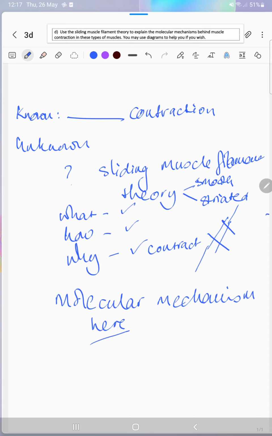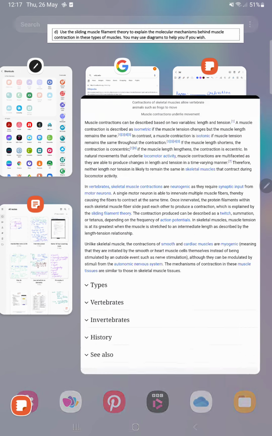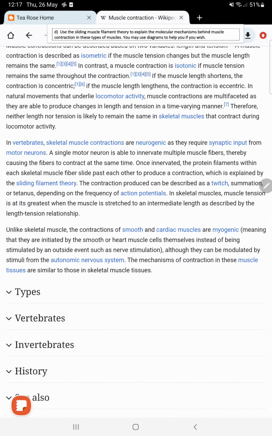So I'm not going to read it all for you, but there you can see very clearly. Molecular mechanism, have we answered that clearly? I remembered we needed smooth and skeletal muscles. So there they're mentioning each. All right.